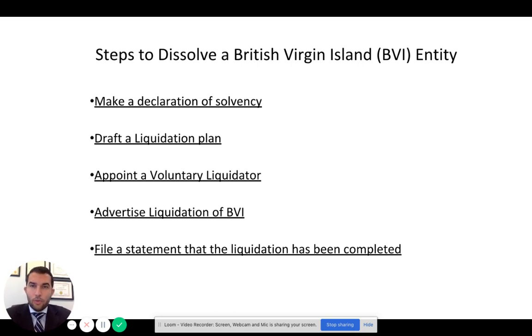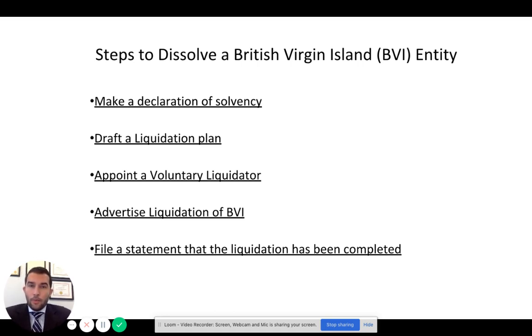Once you have this set up, you have to draft a liquidation plan. I'm not really going to go over how to draft a liquidation plan, but the most important thing is you have to state the reason why you're liquidating the company, and you have to appoint a voluntary liquidator. Now, a voluntary liquidator is the person that will take over during the liquidation process. This person has to be an individual. He can be a resident of the British Virgin Islands, and he cannot be involved at all with the company. It needs to be an outside individual. No, it can be anybody, a director or a secretary of the corporation or of the company.